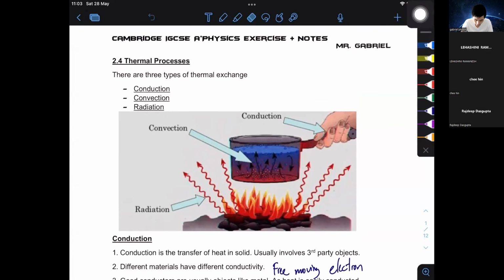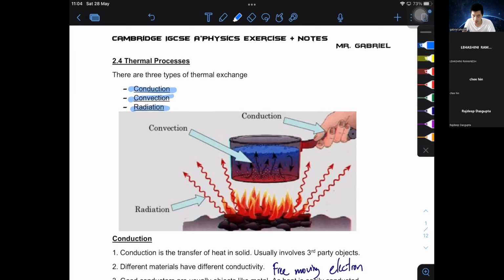Now, I think some of you guys may have learned this in year 9, but essentially these words are no strangers to you, right? There are three main types of thermal transference. The first one being conduction, the second one being convection, and the third one being radiation here.